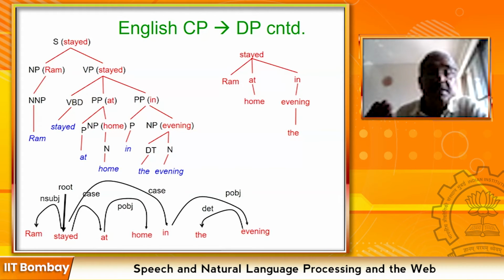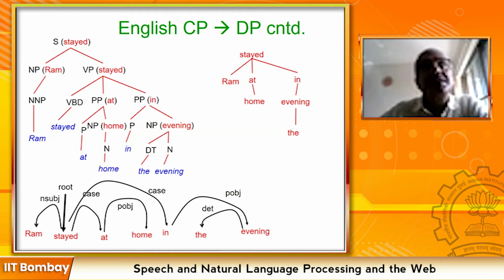English is head initial. Hindi is head final. That's why the verb comes in the beginning of the verb phrase, and the preposition comes in the beginning of the preposition phrase. In Hindi, the postposition goes to the end of the PP, and the verb goes to the end of the VP. So that difference is apparent between English and Hindi.